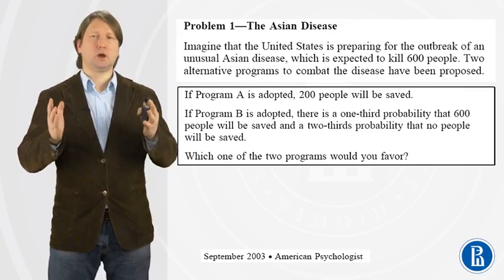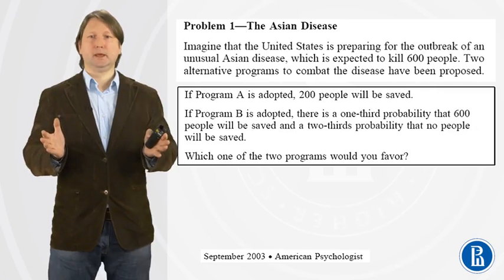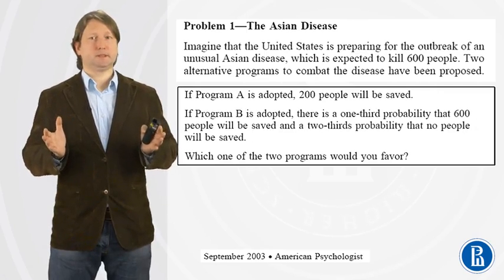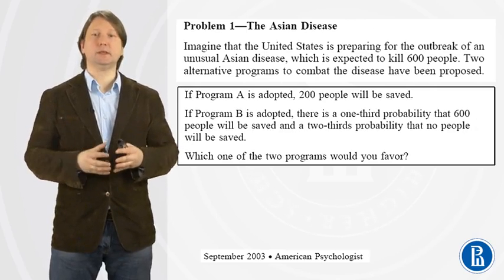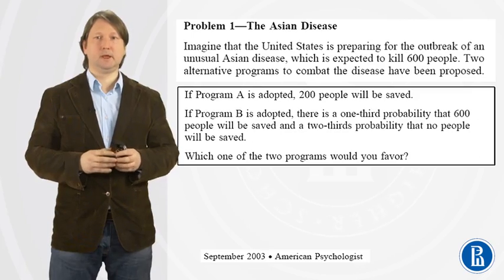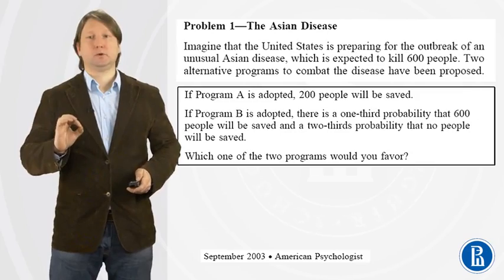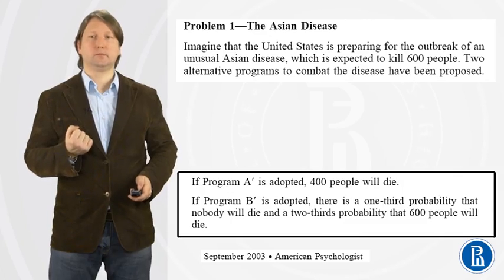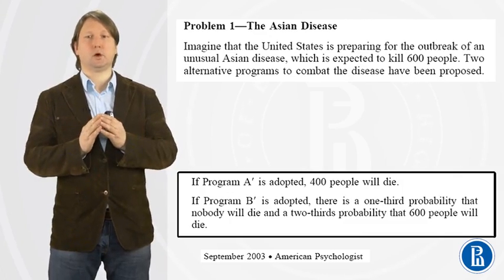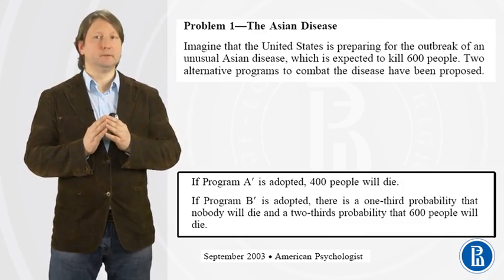So which program would you select? Think for a moment. A lot of people, and many studies show this, prefer program A because this program guarantees that 200 people will be saved. But let's now make a decision and select between two other options. Imagine that you are offered two other programs. If you adopt program A, 400 people will die.